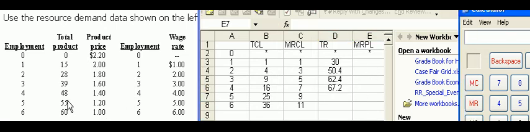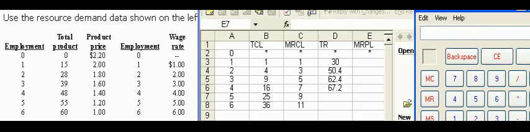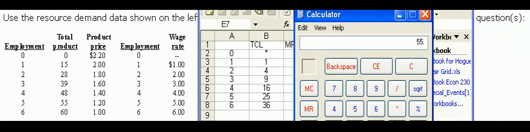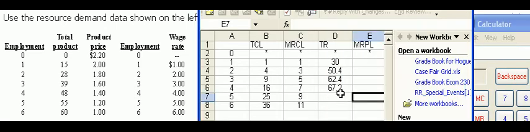And then the next one is 55 times $1.20. So 55 times $1.20 gets us 66. And then the last one is $1 times 60, and of course we can just calculate that on our own. That's $60. Okay, our marginal revenue product, of course, is the difference between these numbers.